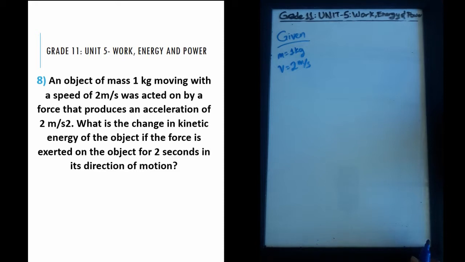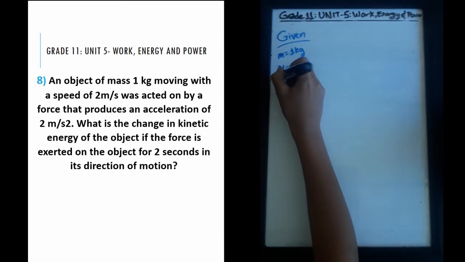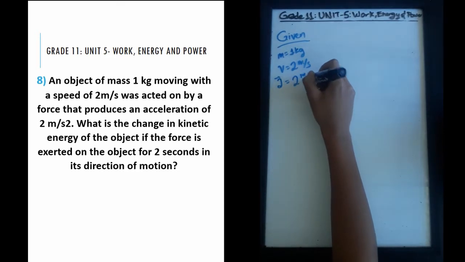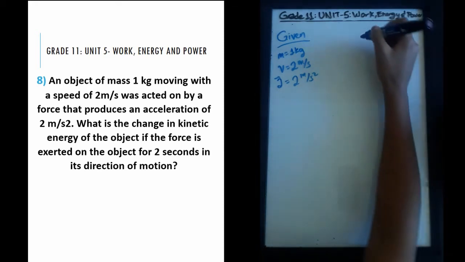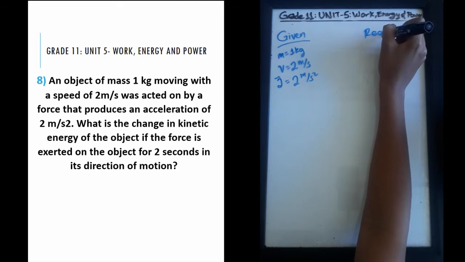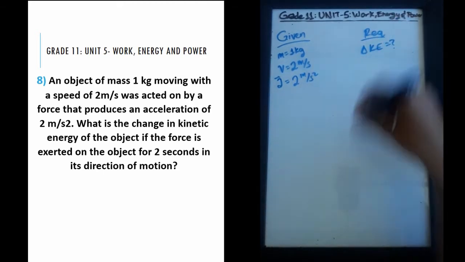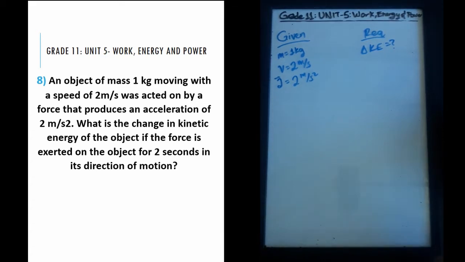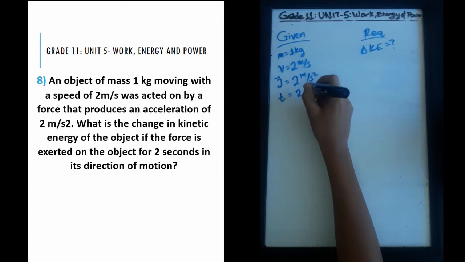And then it says that it was acted on by a force, but it does not give us the value of the force. But it was acted on by some force to produce an acceleration of 2 meters per second squared. So we see the acceleration is 2 meters per second squared. Our question is, what is the change in kinetic energy of the object? So let's write the required right here. The required is the change in kinetic energy. So it says, what is the change in kinetic energy of the object if the force is exerted for a time of 2 seconds in the direction of motion?